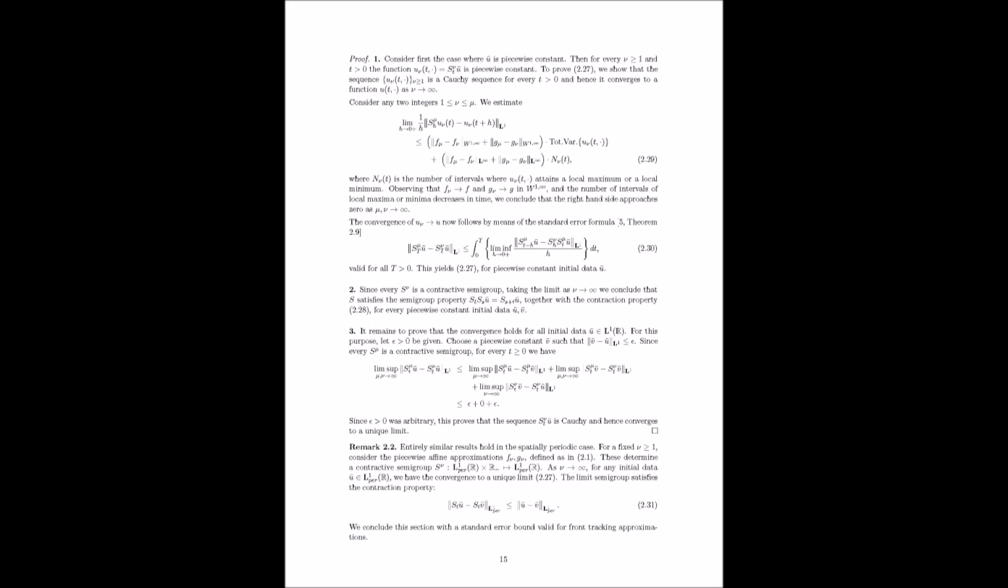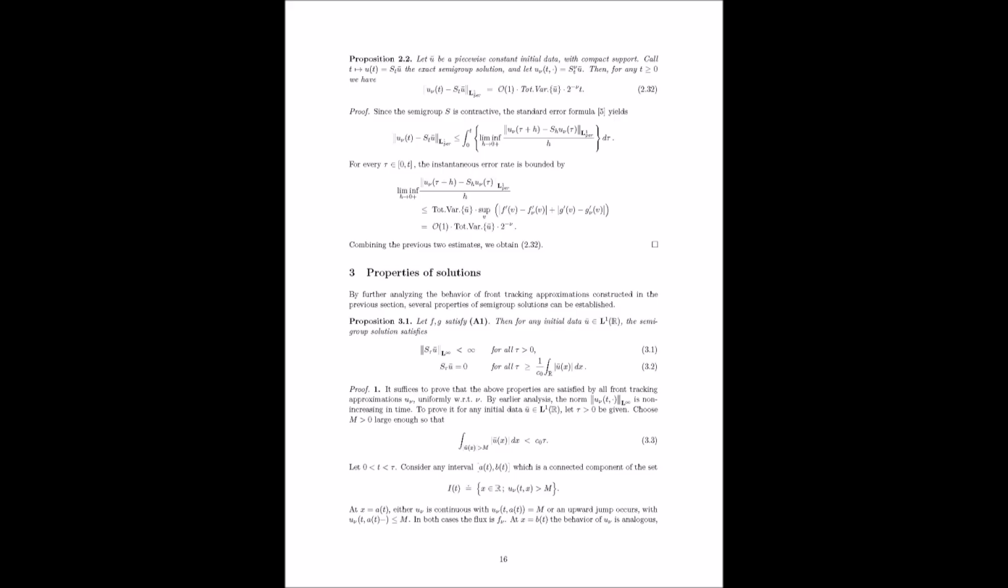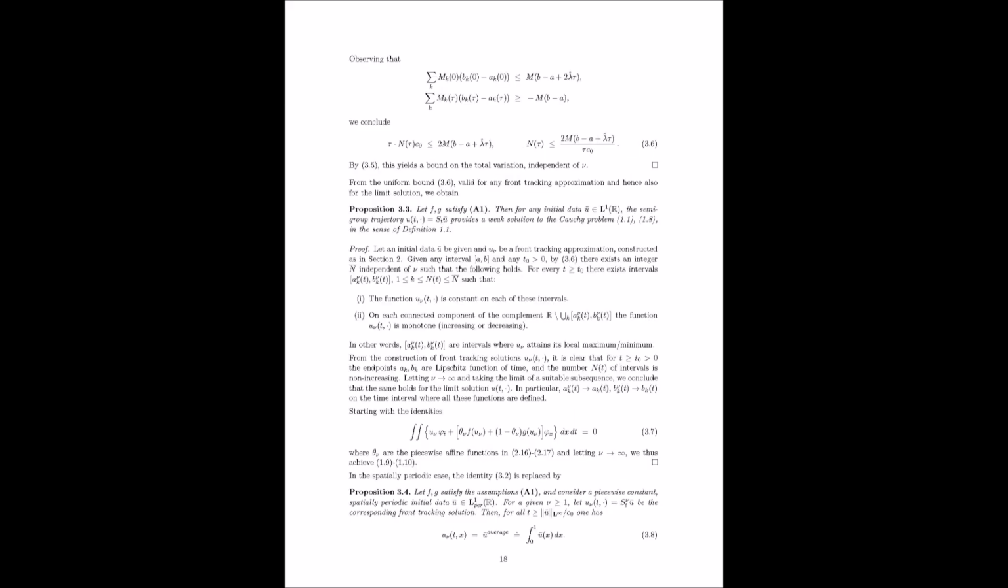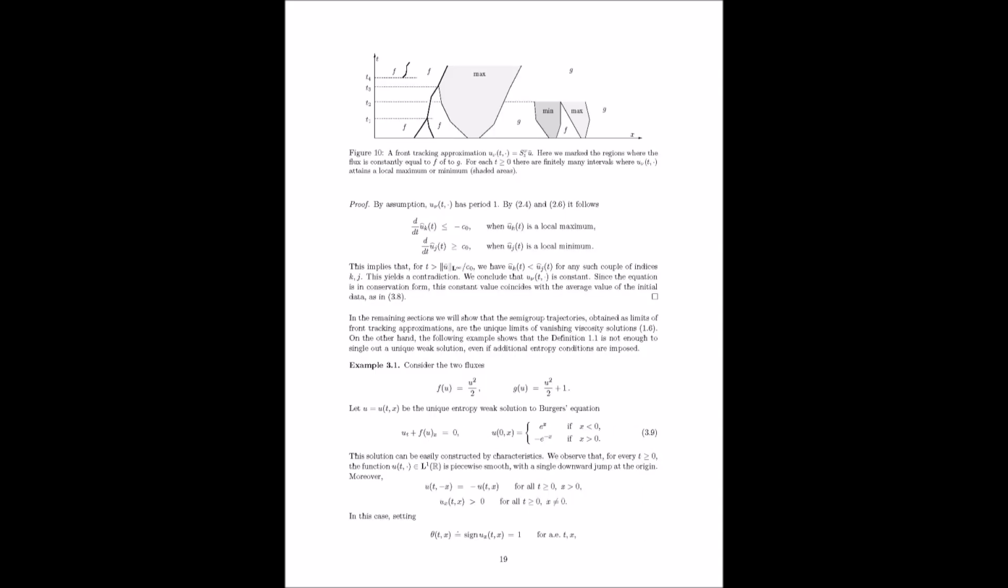Right. And then on page 25, we get to theorem 4.1, which kind of brings it all together. So it says that as epsilon and delta get closer and closer to zero, the viscous approximations, which we called S epsilon comma delta, converge to our semigroup S. So those semigroup trajectories that we spent so long building with the front tracking are the limits of those vanishing viscosity solutions. Exactly. That's what the theorem says.